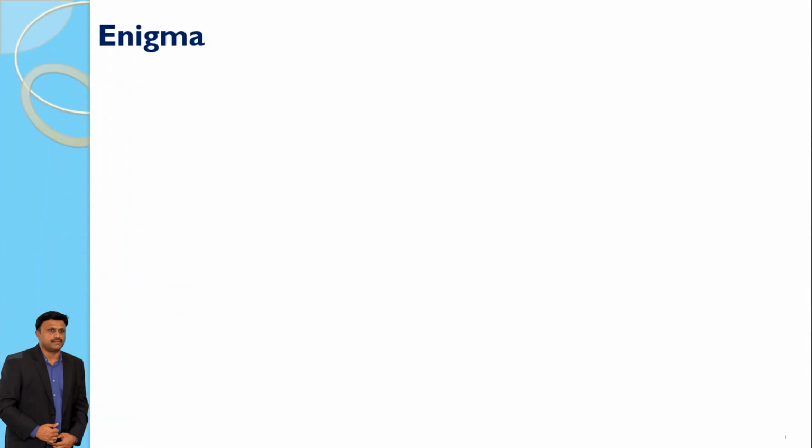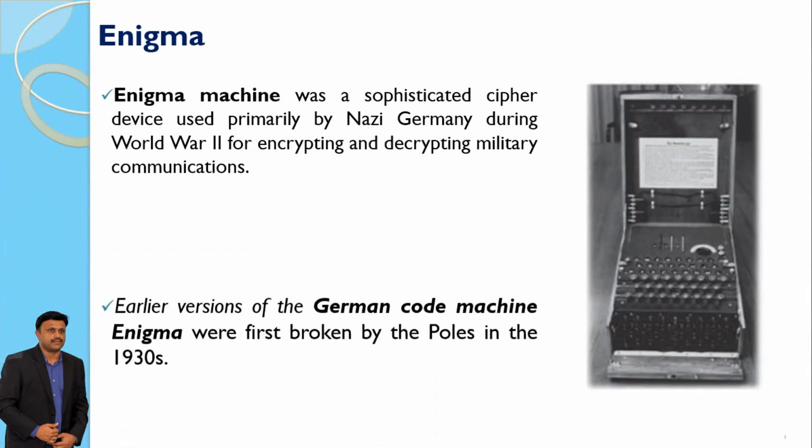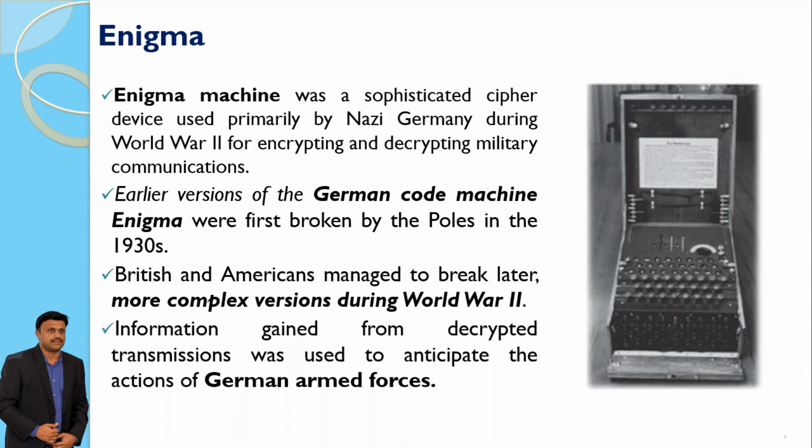The Enigma machine, used by Nazi Germany during World War II, was a sophisticated cipher device. Its codes were eventually broken by the Allies, significantly impacting the war's outcome.